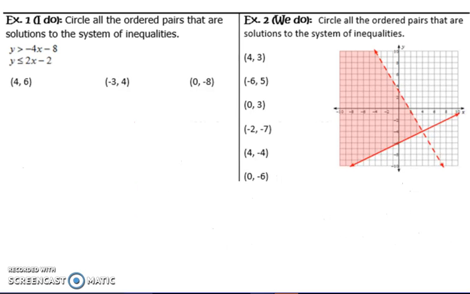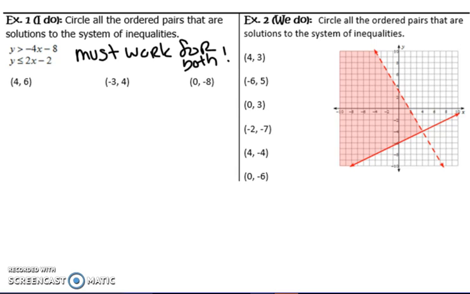Now, the other way we're going to talk about solutions is algebraically. And algebraically just means we're doing algebra. So we want to circle all the ordered pairs that are solutions to the system of inequalities. In order for it to be a solution, it must work for both inequalities. It must work for both. If it only works for one, it's not a solution. If it doesn't work for either of them, it's not a solution.